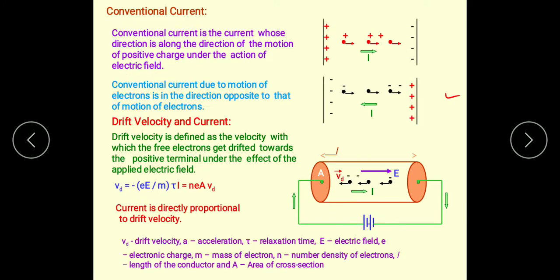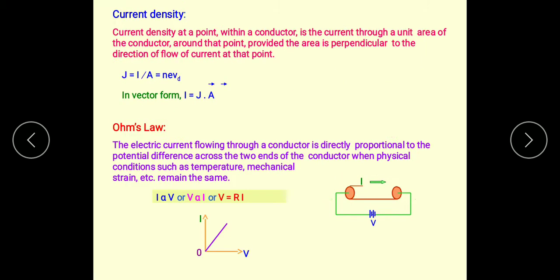If we consider this is the complete conductor, and if we consider only one unit area of this conductor, then the current flowing through one unit area is known as current density inside the conductor.